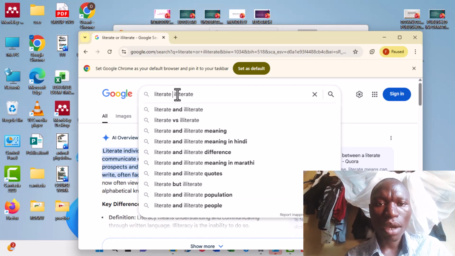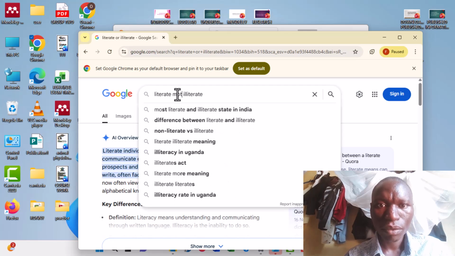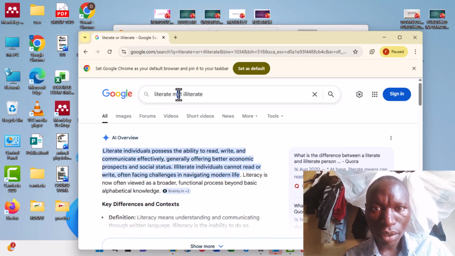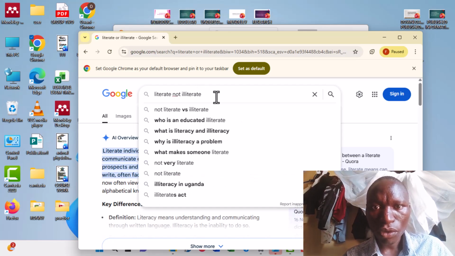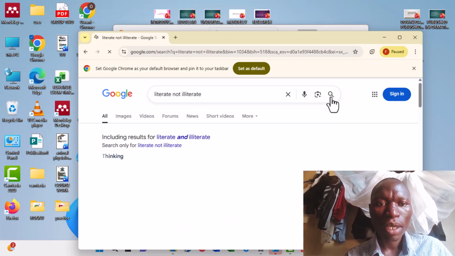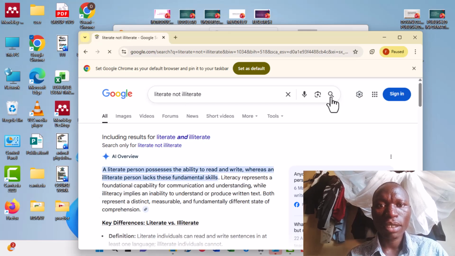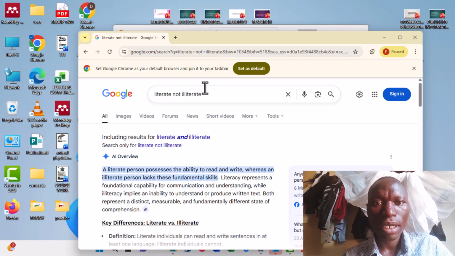After that one, we are going to finalize with the use of NOT on the Google Scholar. Let's search. Now we have said the use of literate, NOT illiterate. So have you seen? They have ignored the information on illiterate. They have only talked about literate. Why? Because they are saying literate, NOT illiterate. So that is it.